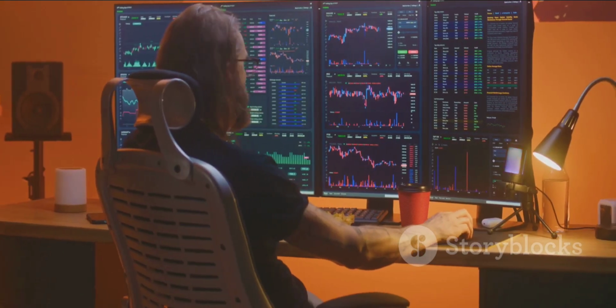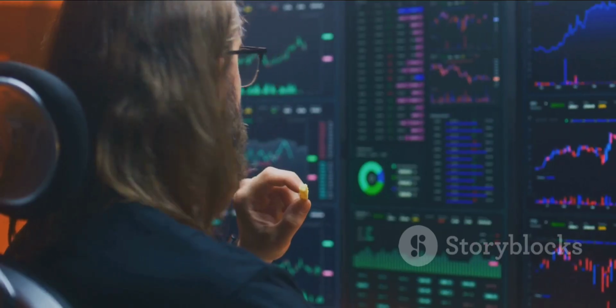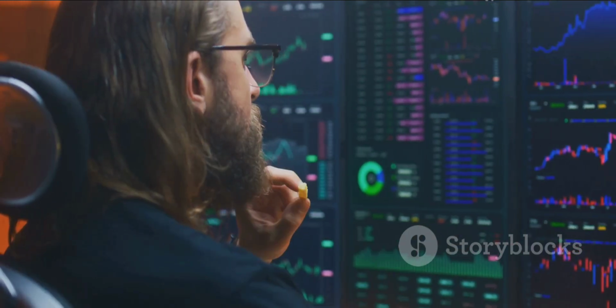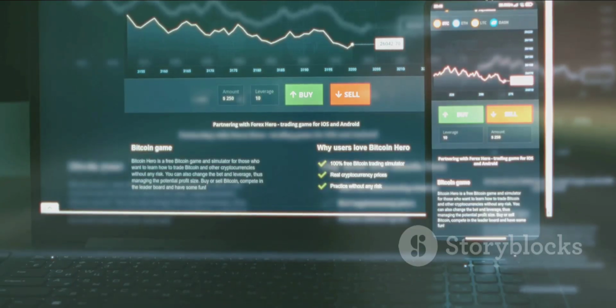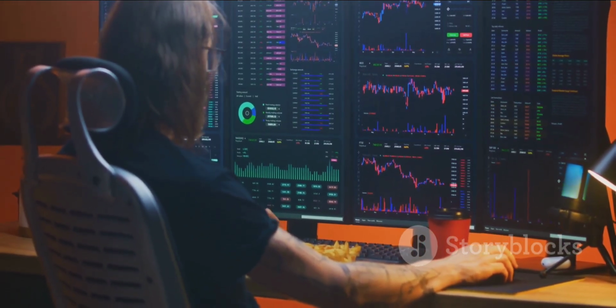Instead of guessing, the MACD gives you clear visual clues for potential entry and exit points. It works across all markets, so you only need to master one tool. But remember, no indicator is perfect. The MACD isn't a crystal ball. It's about stacking the odds in your favor, not guaranteeing wins.